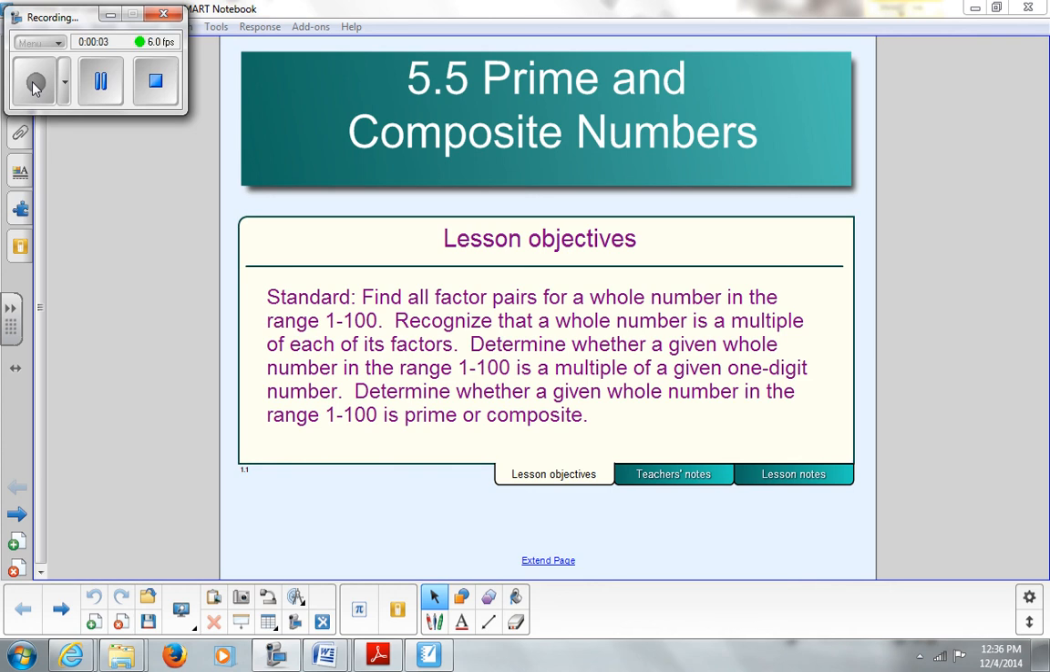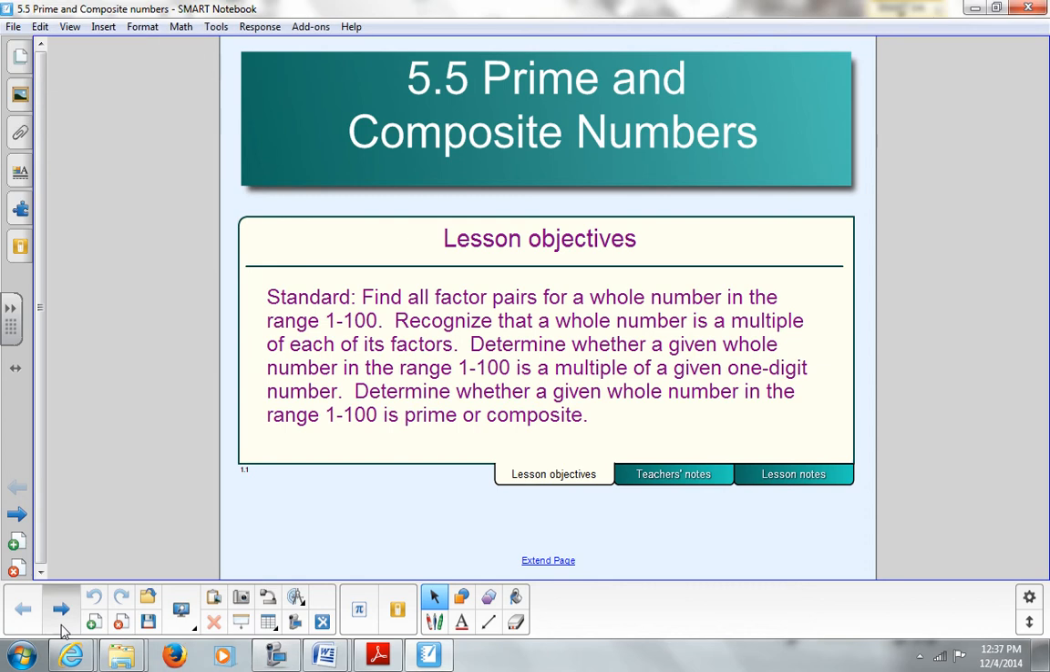Okay, so tonight we will cover prime and composite numbers. The objective is to find all factor pairs for a whole number in the range of 1 to 100. Recognize that a whole number is a multiple of each of its factors. Determine whether a given whole number in the range of 1 to 100 is a multiple of a given one-digit number. And determine whether a given whole number in the range 1 to 100 is prime or composite.